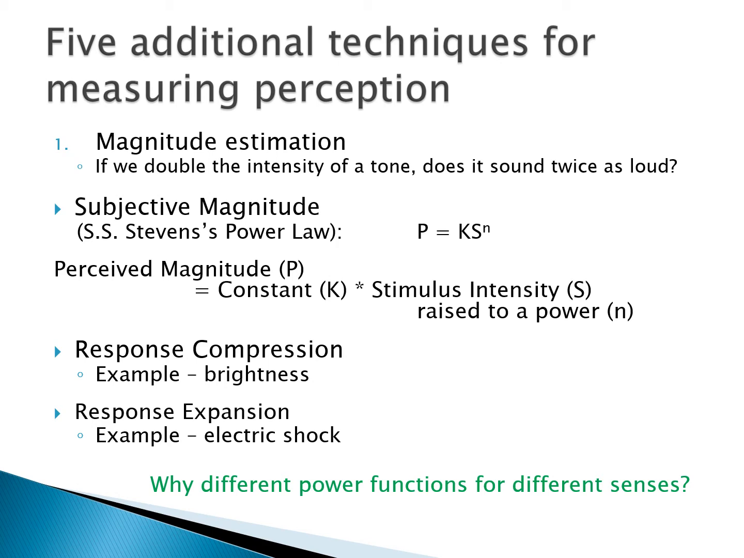Okay, and in fact, for brightness, I think we need it to be something like 8 times as bright for us to say it's twice as bright. So we have this kind of response compression. Okay, because of this exponent, because of this power law, we can also see response expansion when n is greater than 1. And an example might be electric shock, where the exponent might be more like 2.